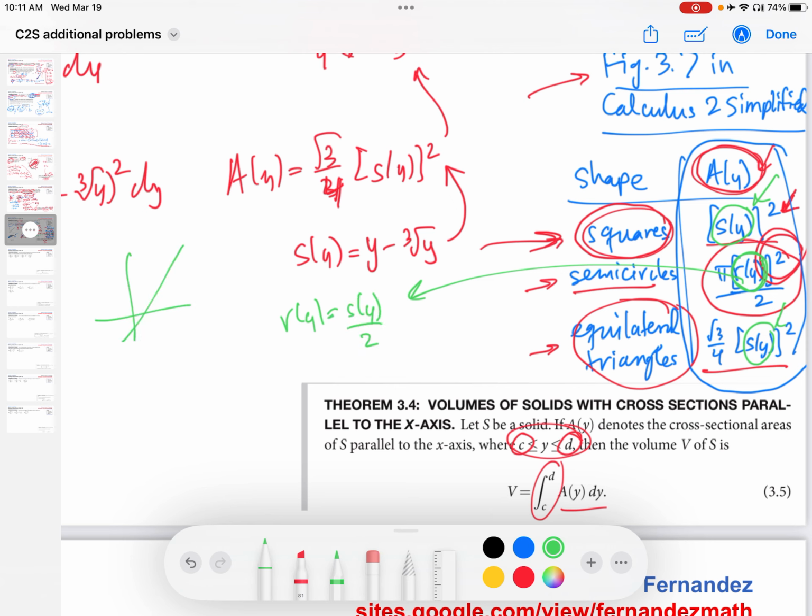right? Back to our picture, over here. This is the width, and r of y was half of it, because that's the radius from which we constructed the semicircle. So as long as you can find s of y and use these formulas, you can find all the other areas for the cross sections that you'll need, assuming they're one of these three types.